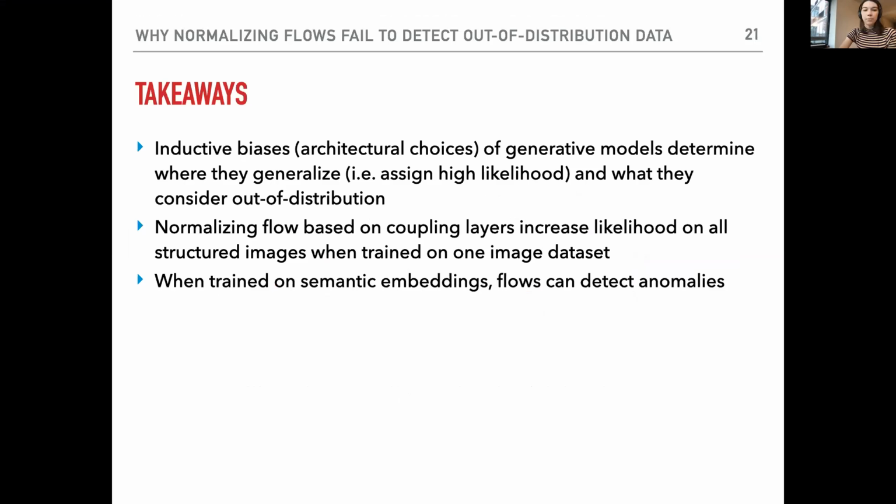To sum up, the inductive biases of flows define performance in generalization and anomaly detection. Flows that model image distributions tend to leverage these generic mechanisms to simultaneously increase the likelihood of all natural images, and not just those that are semantically similar to the trained data. But when we train the flow on high-level embeddings, which summarize the semantic content, we are able to detect anomalies with flows.